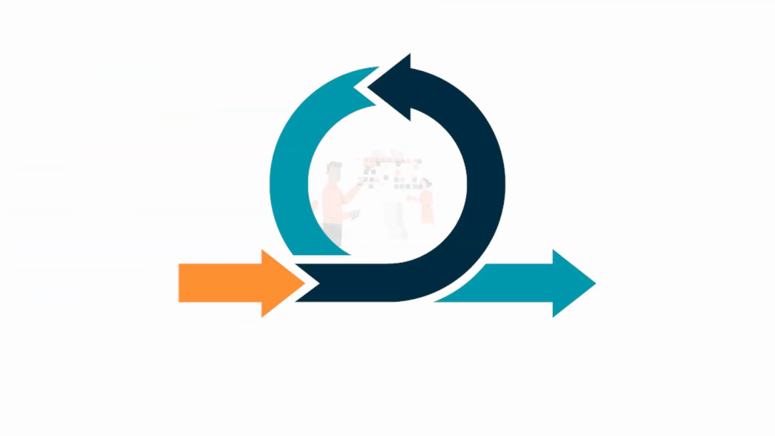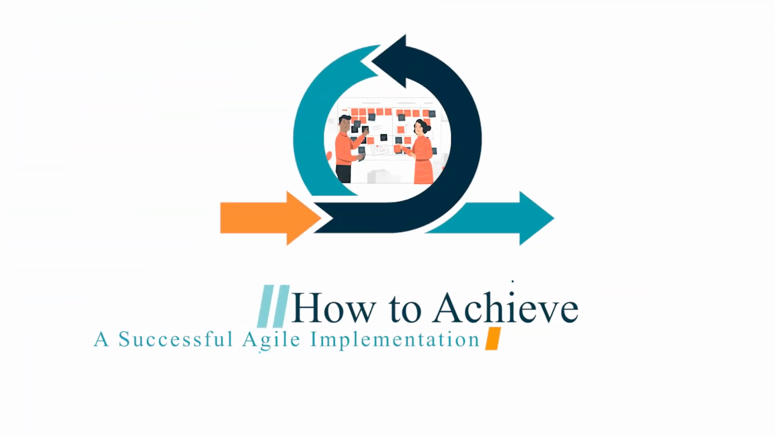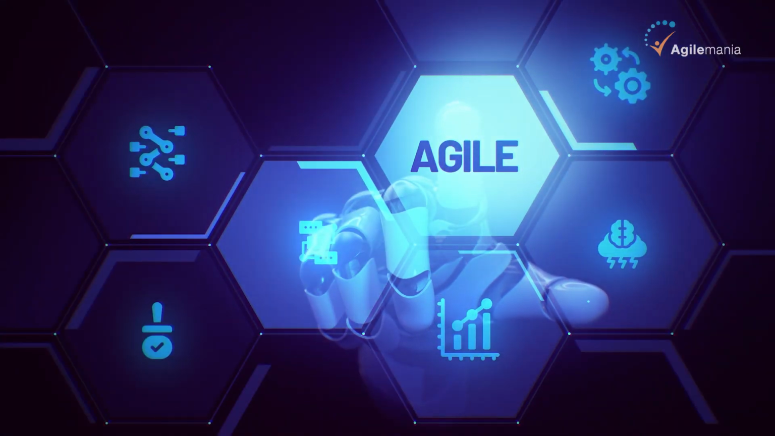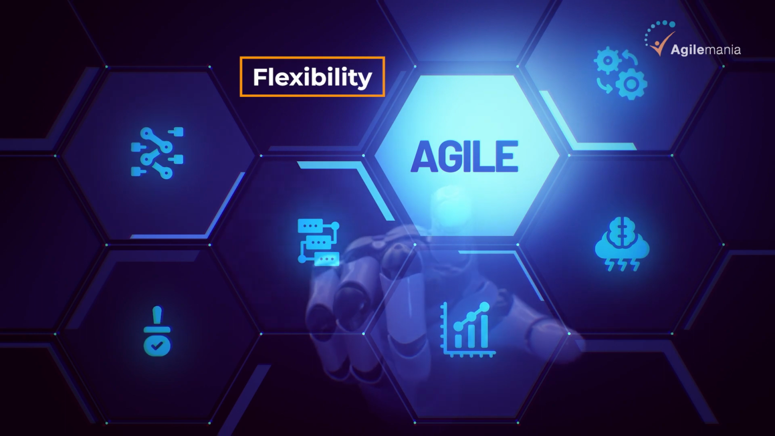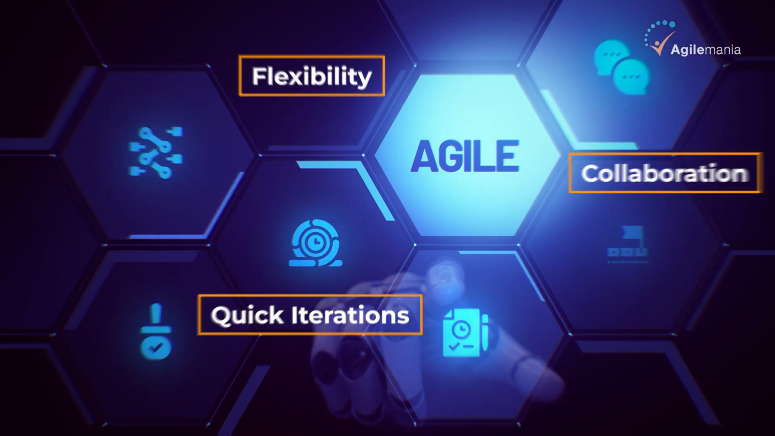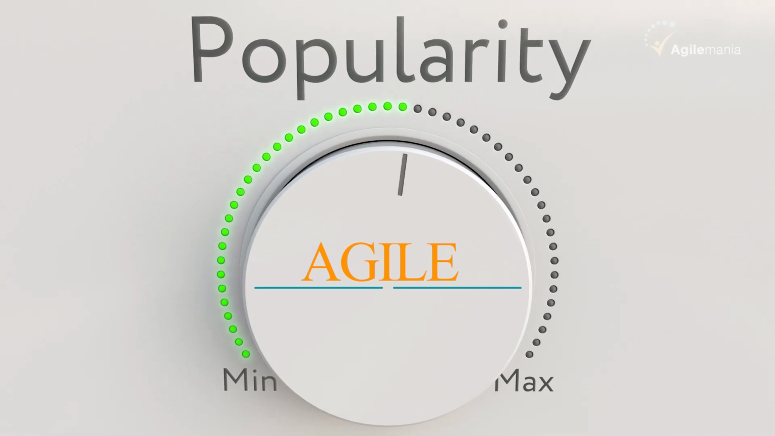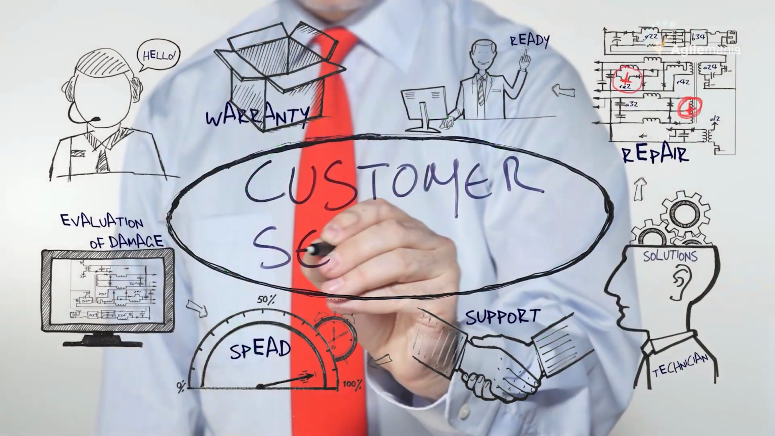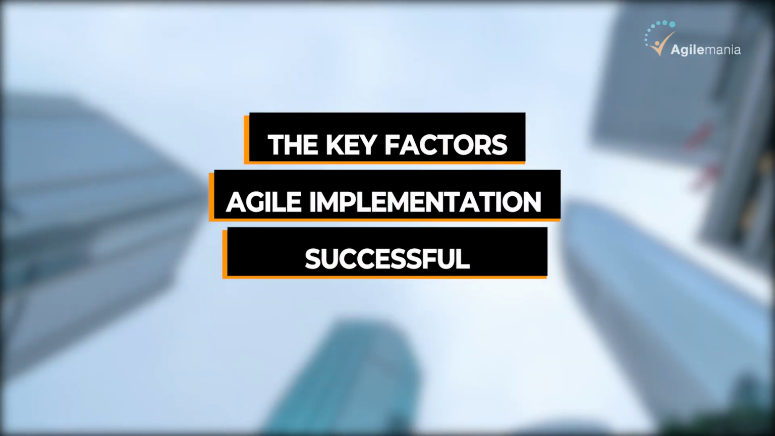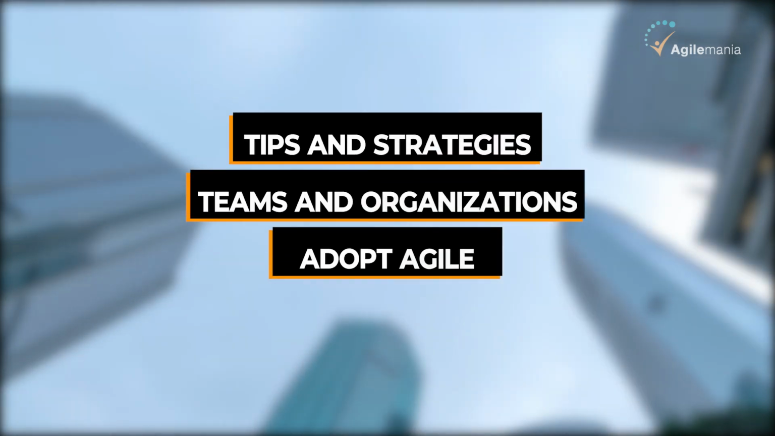Hi there, welcome to this video on how to achieve a successful Agile implementation. Agile is a popular software development methodology that emphasizes flexibility, collaboration, and quick iterations to deliver value to customers. It has gained popularity in recent years due to its ability to deliver products and services to customers more efficiently and effectively. In this video, we'll discuss the key factors that make an Agile implementation successful and provide tips and strategies for teams and organizations looking to adopt Agile.